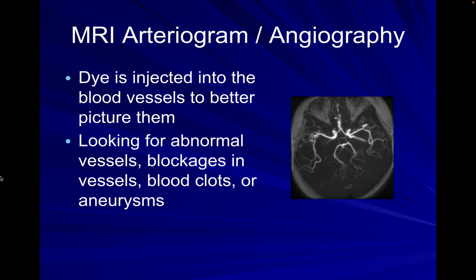And then an MR arteriogram or angiography is a similar idea of using contrast dye, but injecting it into the blood vessels to help better visualize the blood vessels as opposed to a joint, which we saw in the arthrogram. This is helpful for looking for blockages or blood clots, aneurysms, anything that requires you to visualize the blood vessels better. And on the right, you can see the blood vessels in the brain that would be presumably looking for evidence of stroke or narrowing or potentially aneurysm.